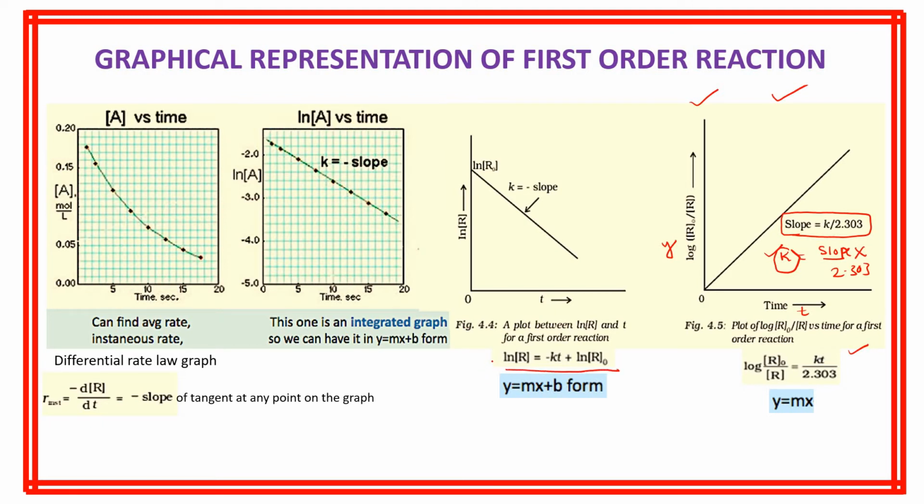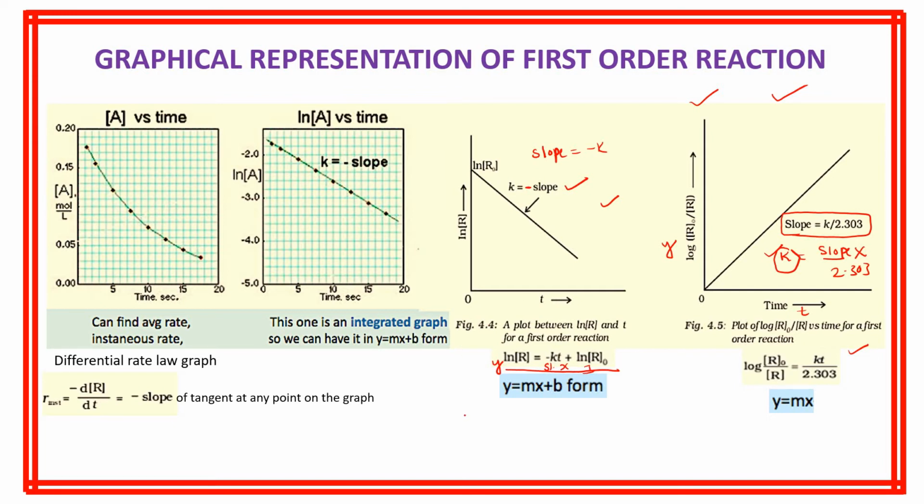Okay, for this expression, this is the y-axis, t is x, and this is the slope, and this is the intercept point. Now again on the y-axis, log [R], the slope is minus k, isn't it? Slope is equal to minus k, then k is equal to minus slope. So we are going to get this graph.